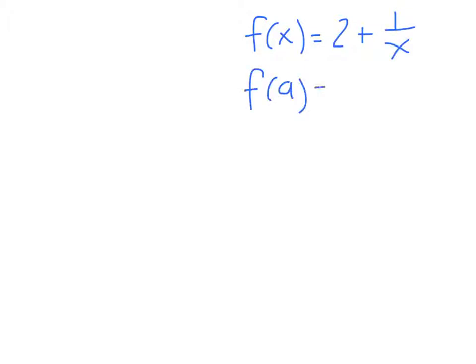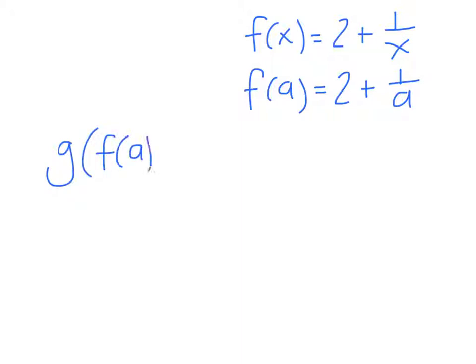The first thing we want to do is substitute a into the f function. So first of all, the f of x function, the original function, is 2 plus 1 over x. We're looking for f of a, which will in turn be substituted into g. So f of a is 2 plus 1 over, and instead of x we have a. So what we're actually trying to find out is the composite function g of f of a.